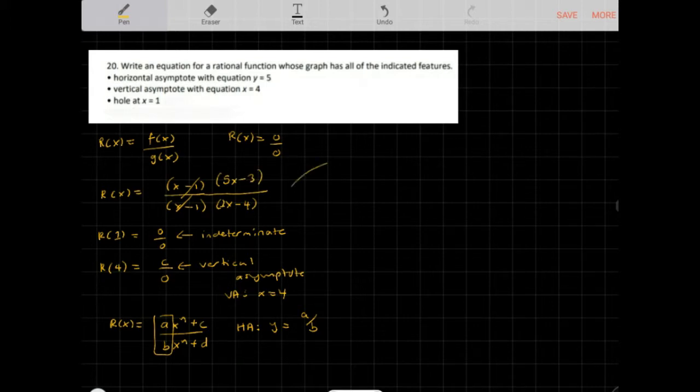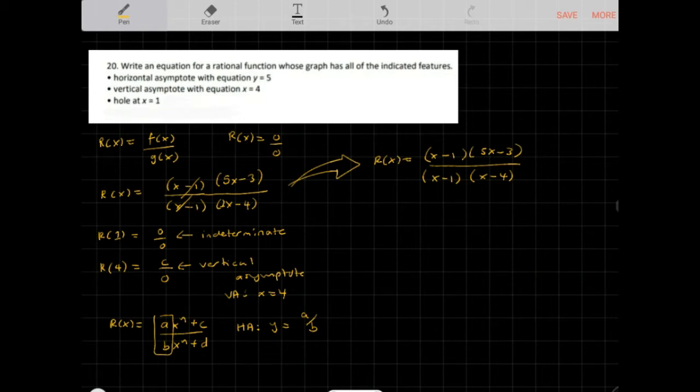So collectively, the function r of x is equal to x minus 1 times 5x minus 3 over x minus 1 times x minus 4 will basically meet all of these criteria.